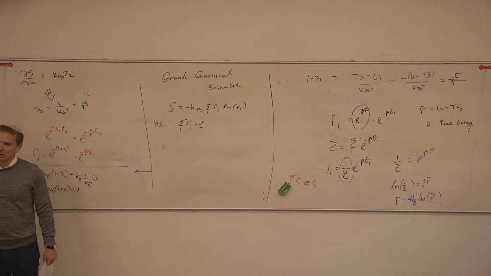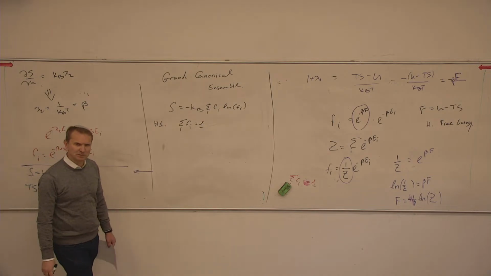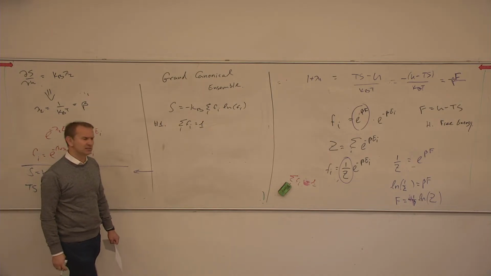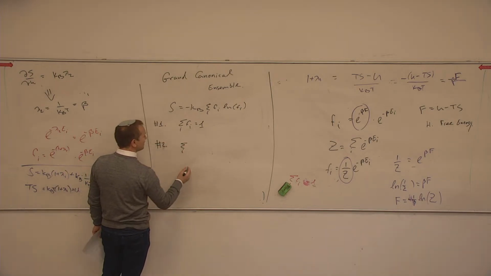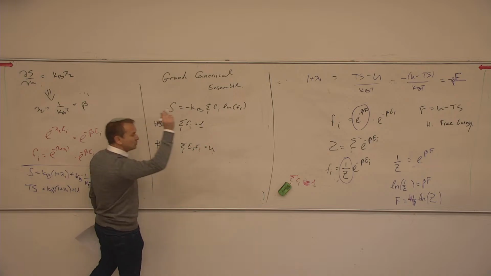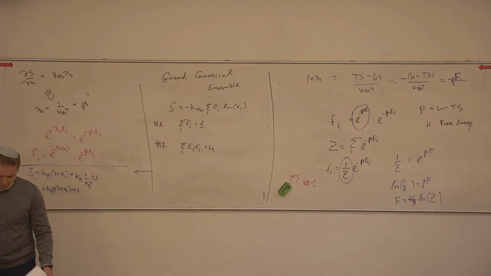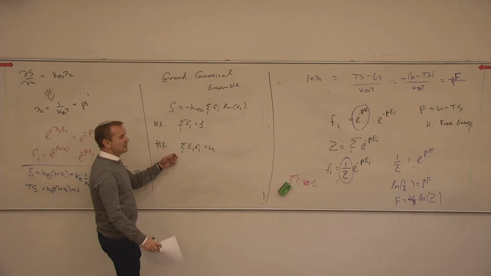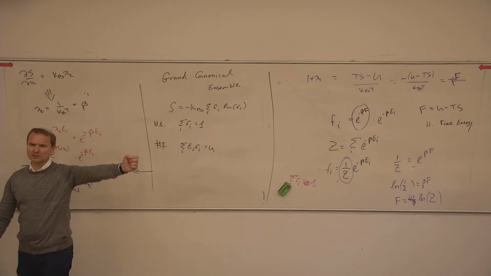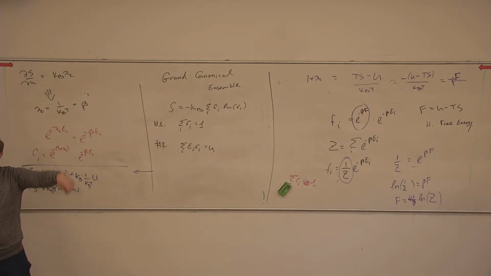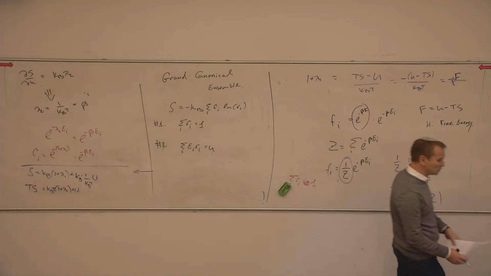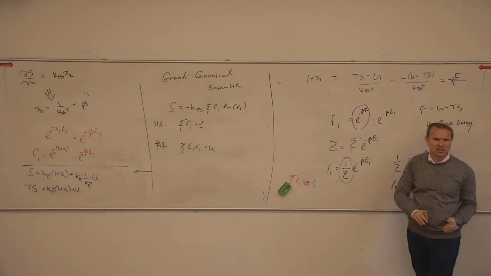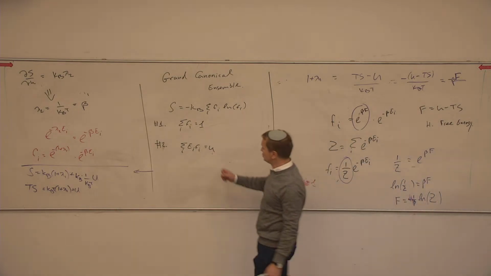Constraint number 2: I want to say that I have some specific average energy in my system. So I will introduce the following: the sum over i of e_i f_i equals U. Where is this constraint coming from? I'm saying that the energy of my system is not constant. It can fluctuate, but I need to constrain on something, and I say there is some average energy. I will just use the symbol U.